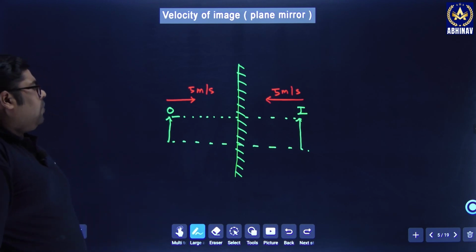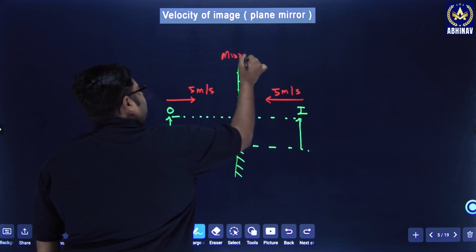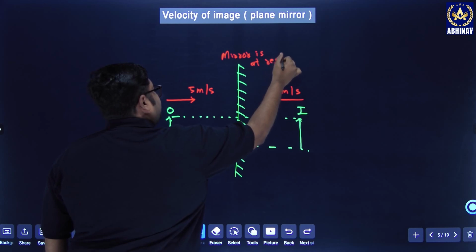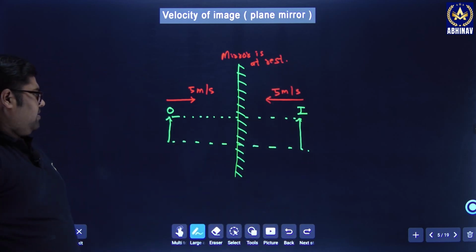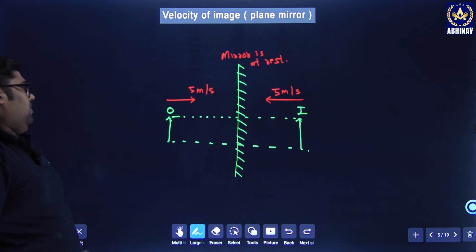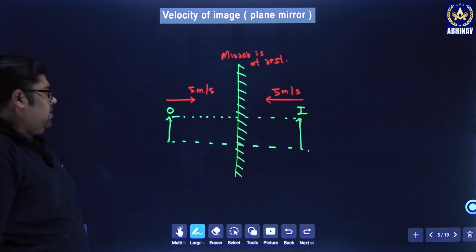But while dealing with such examples, you need to make sure that the mirror is at rest. Mirror is at rest. This is quite important here. The mirror must be at rest. Now, let us see what the calculations will be over here.